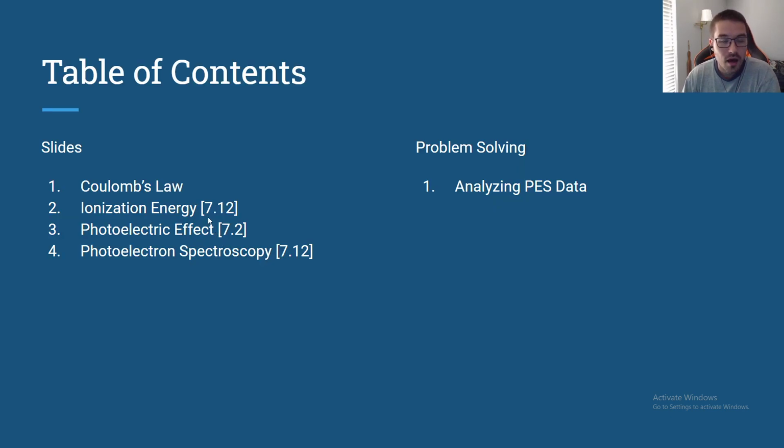All right, table of contents for today. We're going to talk a little bit about Coulomb's law, ionization energy, the photoelectric effect, and then lastly, we'll sort of tie things together with a discussion about photoelectron spectroscopy. The problem-solving portion of the video is going to focus primarily on analyzing and interpreting photoelectron spectroscopy data.